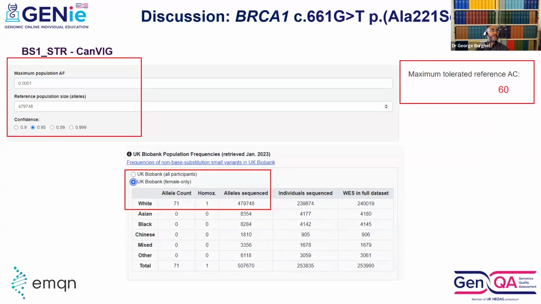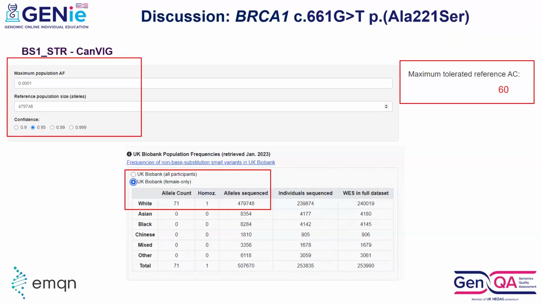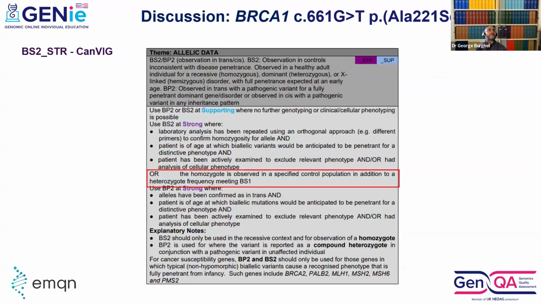So if we go to the next slide, please. If you apply the calculations using the CardioDB calculator, there's a link for that in the guidelines if you haven't used it before, and you use the data available from UK Biobank, you can see that we have an allele count of 71, which is greater than the maximum tolerated reference allele count, and so can be used as BS1 strong. Next slide, please. And then for BS2, we're also using the homozygous case, which is observed in a specified control population, in addition to heterozygous frequency meeting BS1.